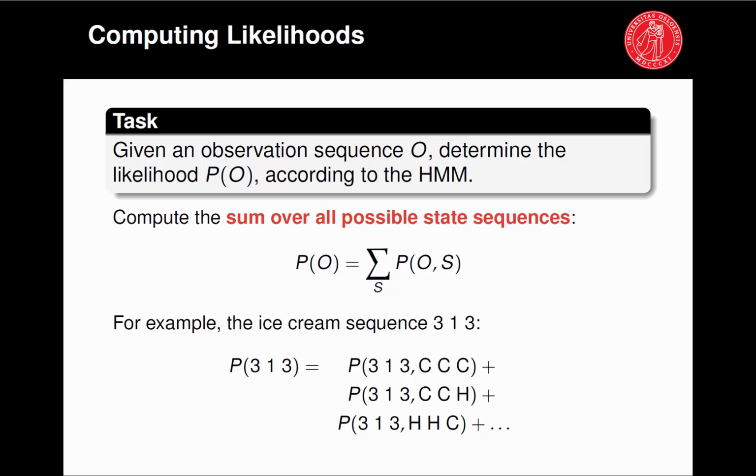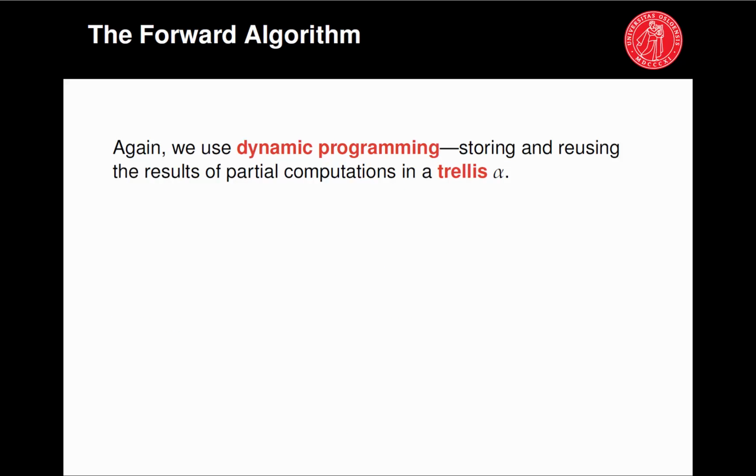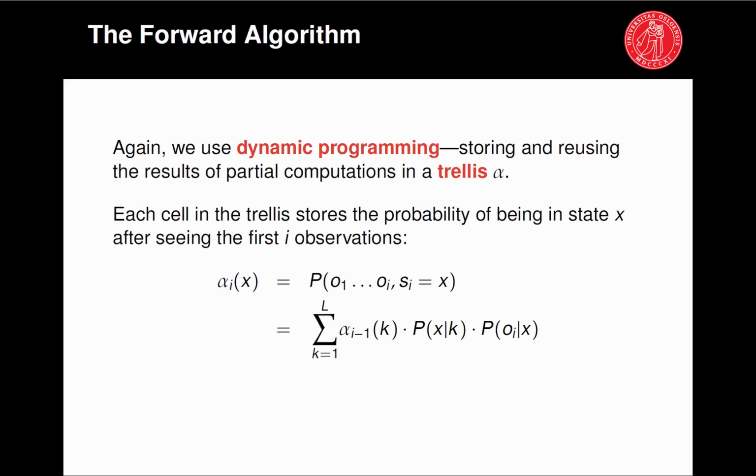So there are 8 different state sequences, 2 times 2 times 2. And I can compute the joint probability for each of them and sum. There's a problem in that approach. 2 to the third is exponential growth. With more states and longer sequences, that will not be tractable. So exactly the same reasoning that led us to the Viterbi algorithm applies here. And again, we use the same basic solution.